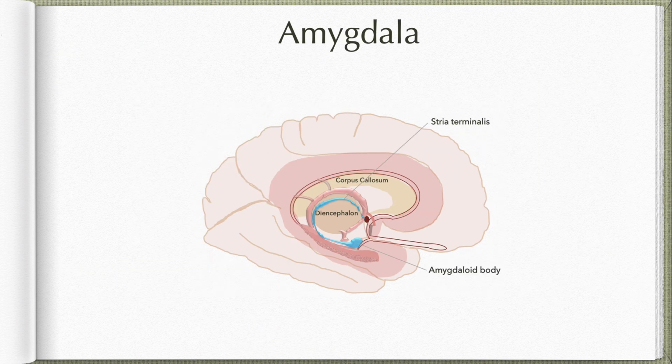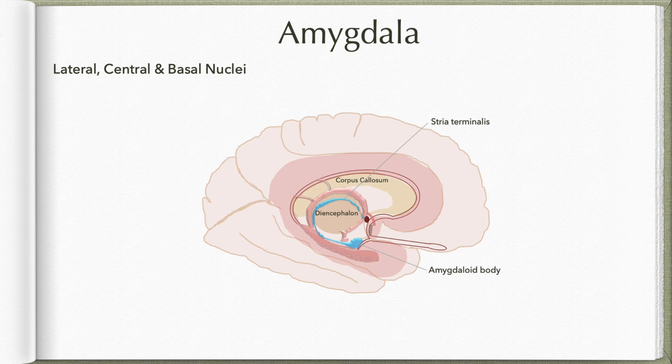Now coming to the next part of the limbic system, that is the amygdala. Now this is located in the anterior end of the inferior horn of the lateral ventricle, where it forms the anterior surface, medial surface and superior surface of the tip of the inferior horn.